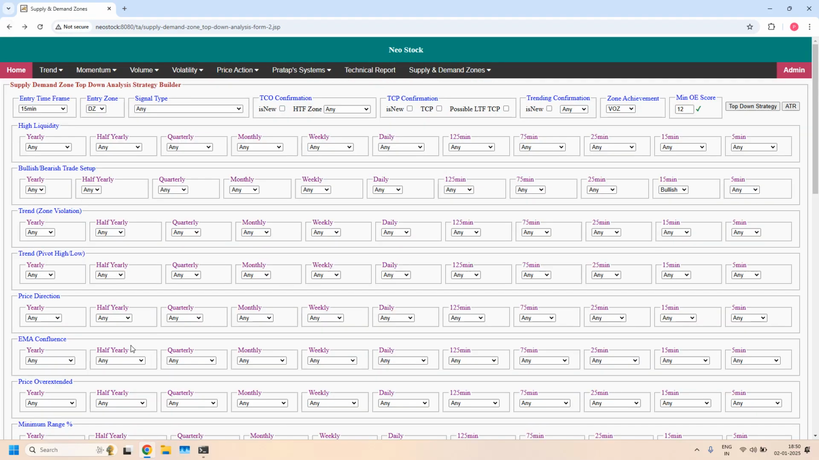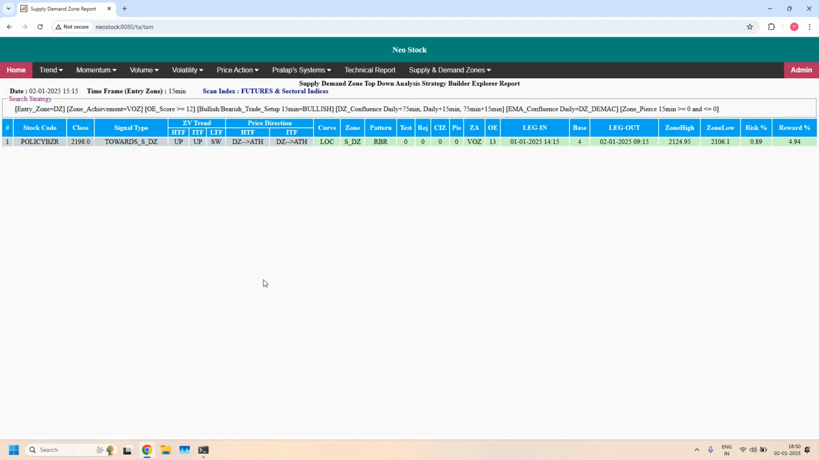Let's verify. In the EMA confluence, daily time frame, daily demand zone having daily EMA confluence filter is enabled. And we got this Polybazar. This has an uptrend and also has EMA confluence, daily EMA confluence. This is an even more high probability trade setup supported stock, because this 15 minute zone is part of the 75, both together part of daily. The daily zone has daily EMA confluence.